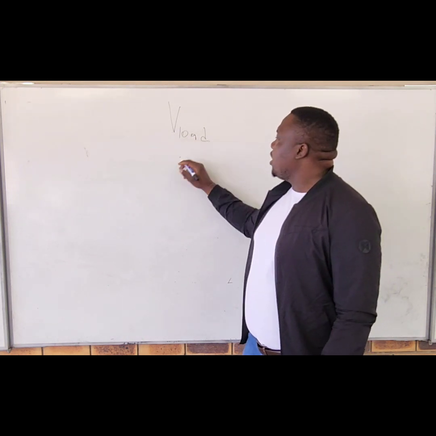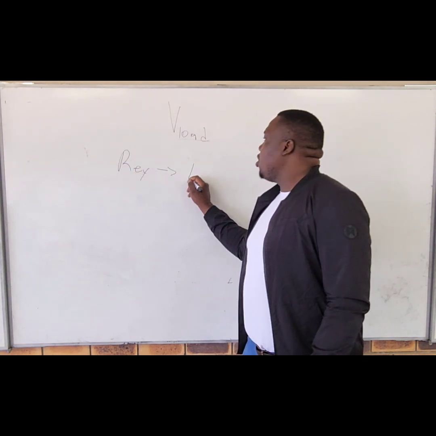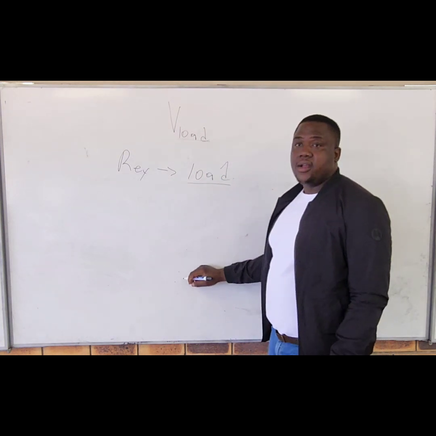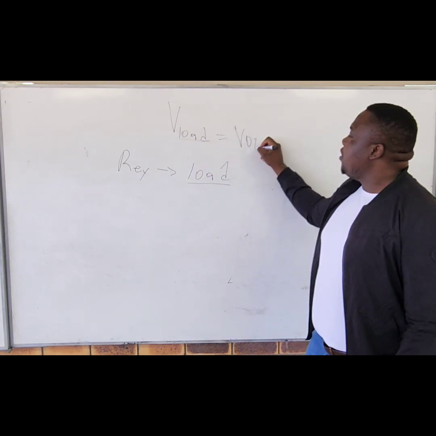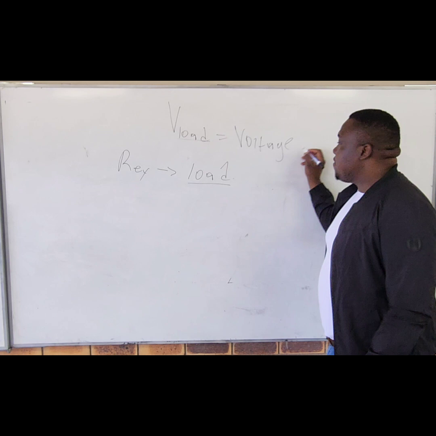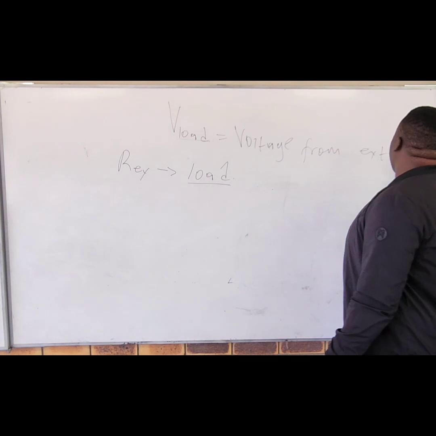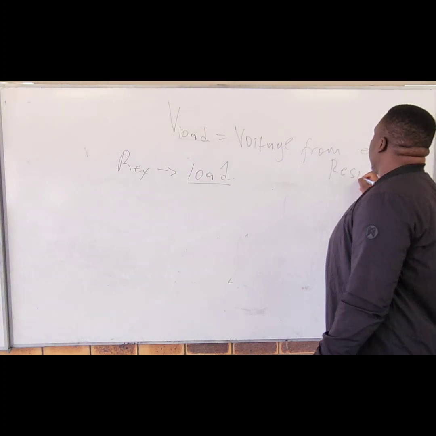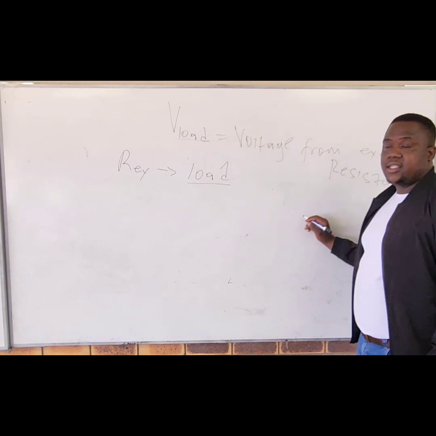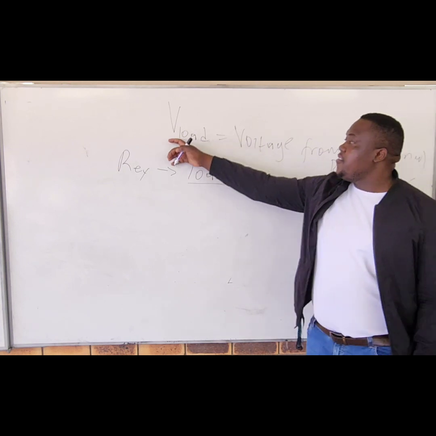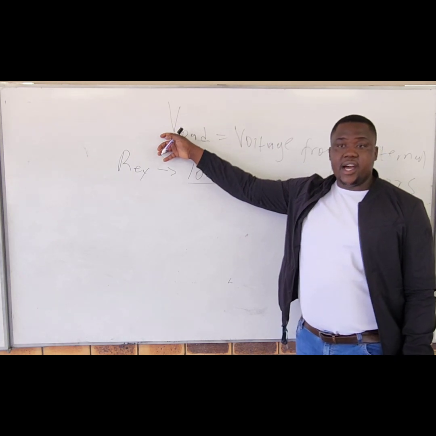So this V load, okay, I can say that, you see this external resistance is also called the load. It is also called the load. So when we say V load, it is the voltage from external resistors. V load is the voltage from external resistors. This is the voltage that we're going to record from the external resistors.